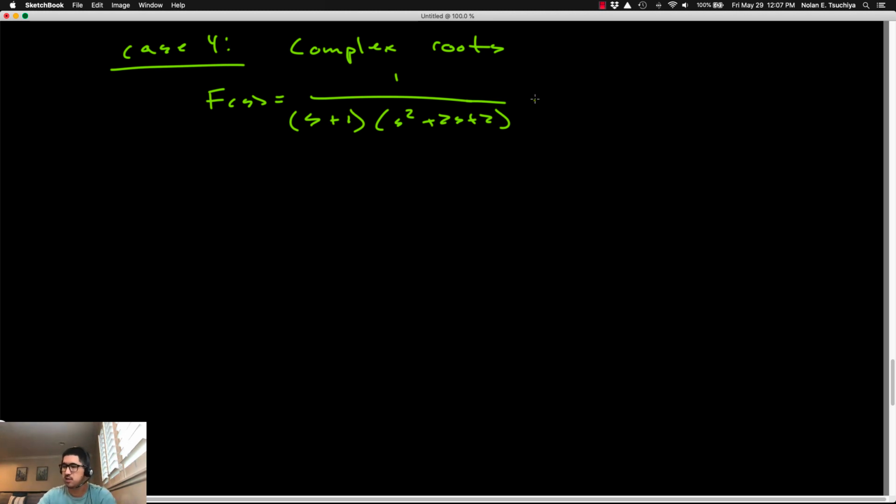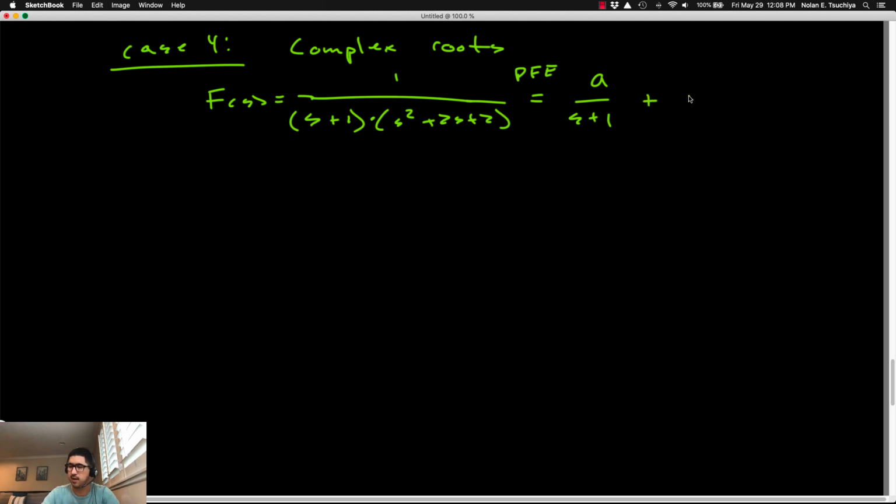And again, just like case 3, the only reason complex roots really gets its own special case is because the partial fraction expansion is just different, right? The way to express this thing as the sum of a bunch of simpler terms is different from the distinct real roots case and the repeated real roots case. Okay? The way this one works is, you always have the distinct real root gets its own term, so A over s plus 1.